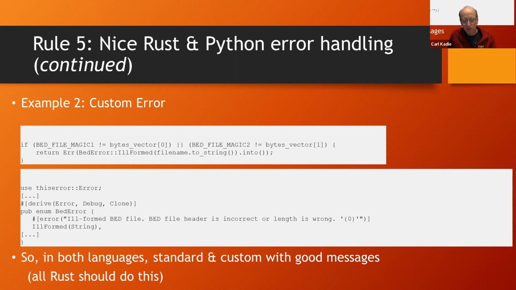So for both languages, we now have both standard and custom errors. They all have good messages. This is specifically how I'm doing it with this extension, but honestly, I can't think of any reason not to do this in any Rust program, to use this error and define errors to this specificity.